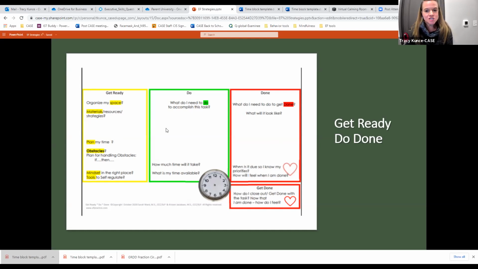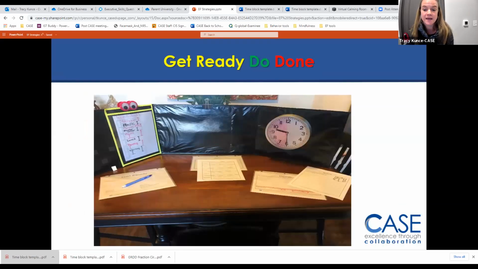So we backwards chain, we go through this backwards, and then we want to execute it forwards. So once we've gone through it backwards, then they can get started and go through and get to their done. So here's what this might look like in your space.